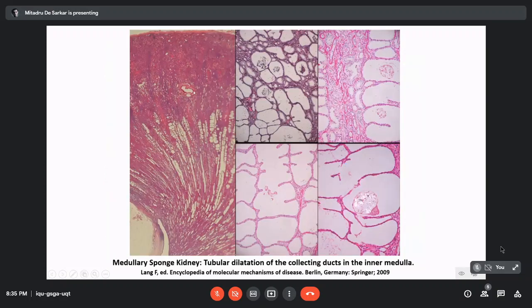I could not get a slide for this particular thing, but this picture, which has been taken from this book, I think is a whole mount picture. You have these elongated collecting ducts, mostly towards the region of the renal pyramids, as these elongated circular structures, and within them you are getting these calcifications which are so characteristic of this particular disorder.